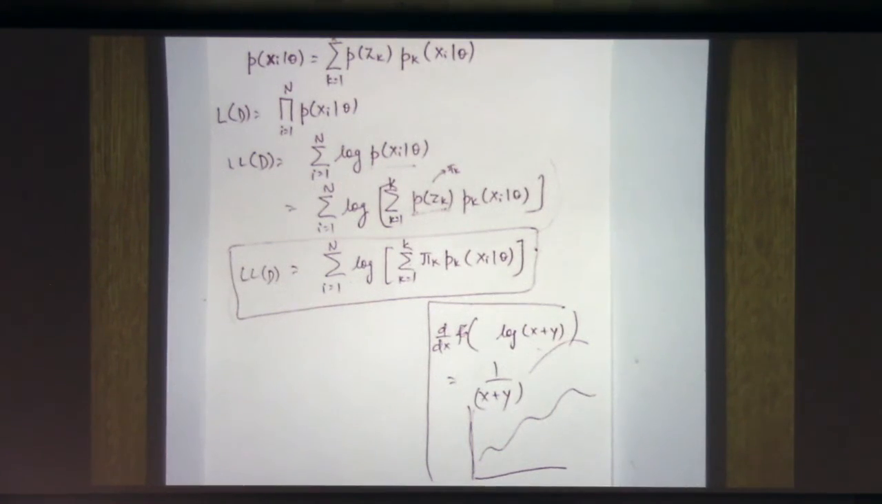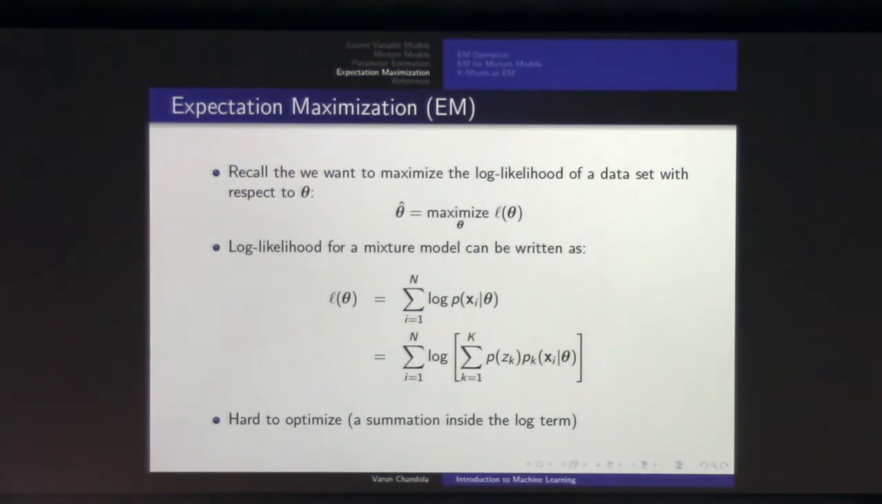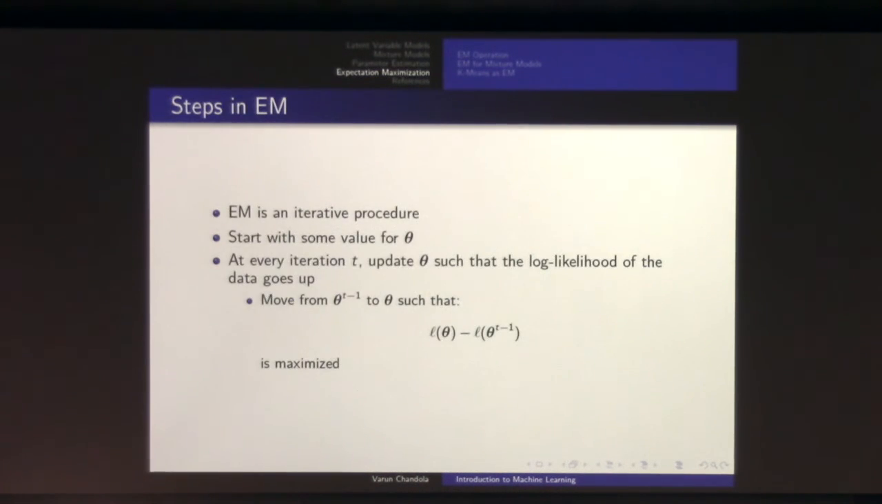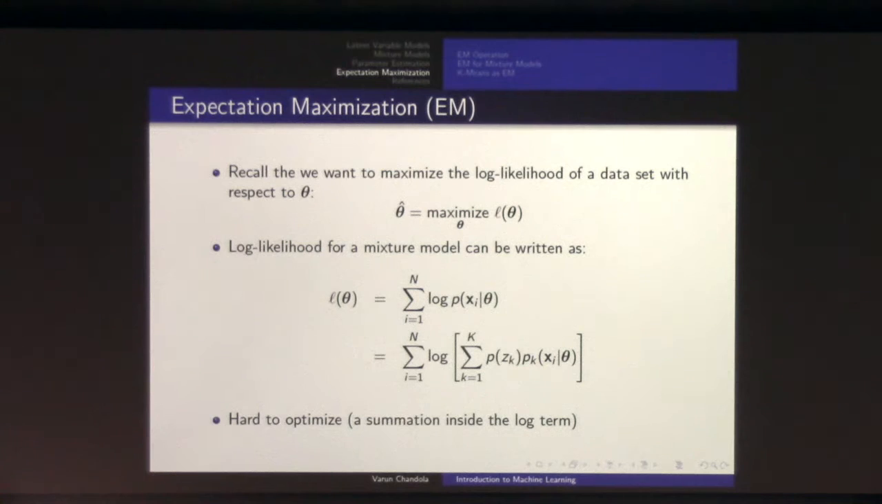So the point that I'm trying to make here is that for a mixture model, you can express the log likelihood as a function of your parameters, and it does not require knowing what your z's are. However, maximizing this is not easy because there's a summation inside the log term. So next class we will look at an algorithm which does this without having to maximize it.